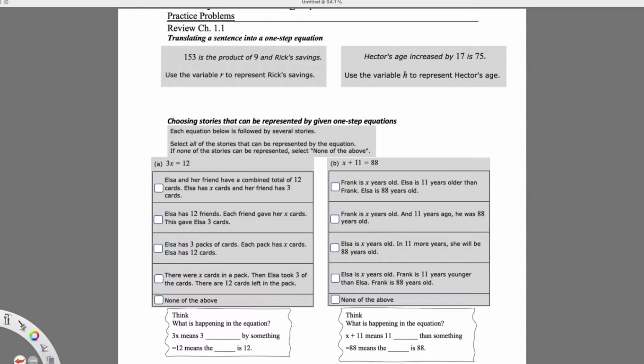Alright, so in this video we're going to review translating a sentence into a one-step equation. We did this back in chapter 1.1, so we can always review that graphic, and I'll pop that up here in just a second. And we're also going to choose some stories that can be represented by a given one-step equation. So they're going to give us an equation, and we actually have to think of a story that goes with those numbers.